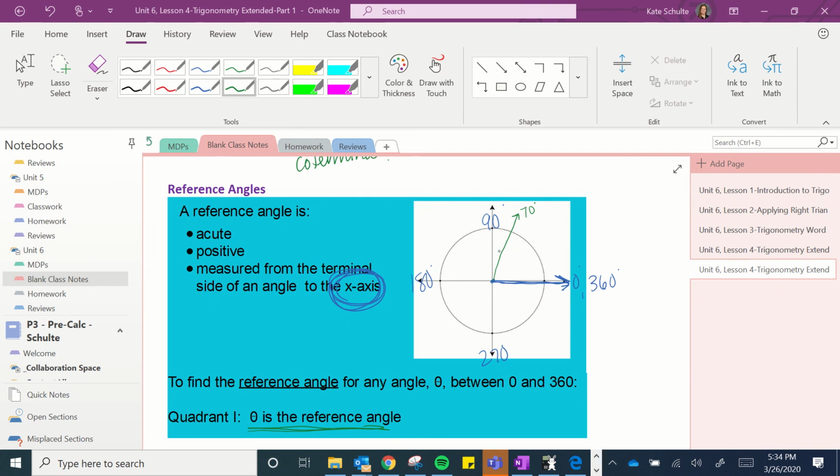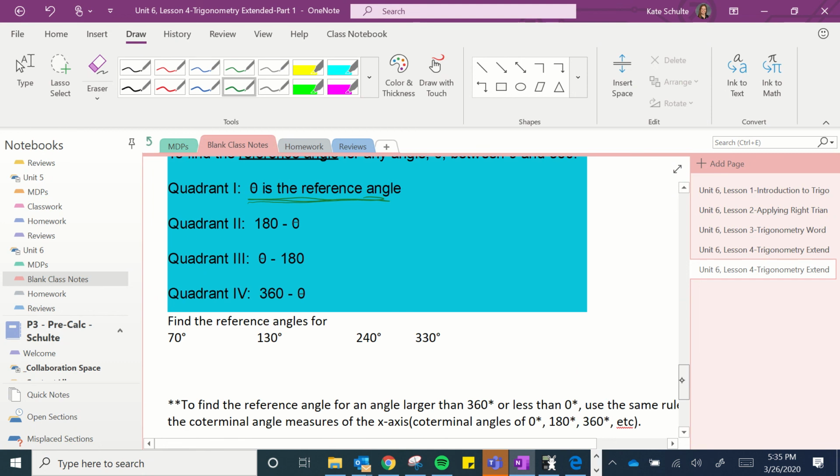When we say reference angle, this is actually a new Greek letter. Reference angle, we represent with alpha. Okay, so this is actually theta, and it's also alpha, which is my reference angle. All right, so down here, the reference angle for 70 is 70.